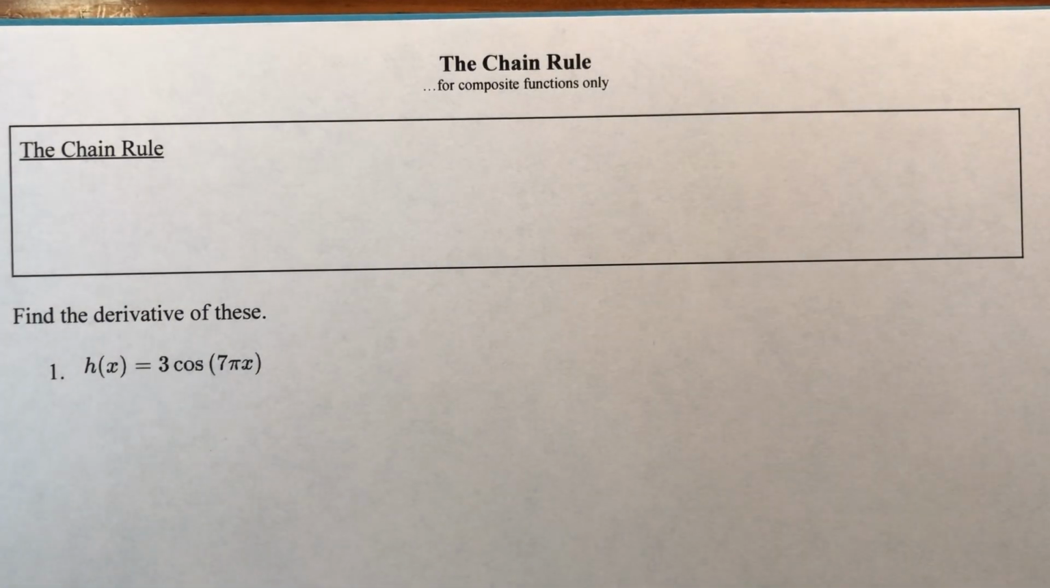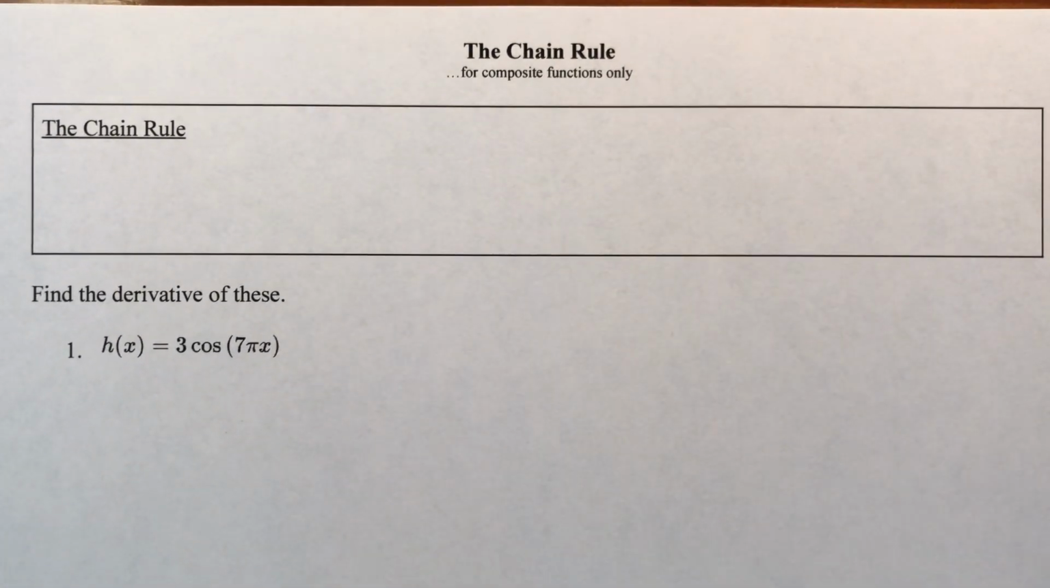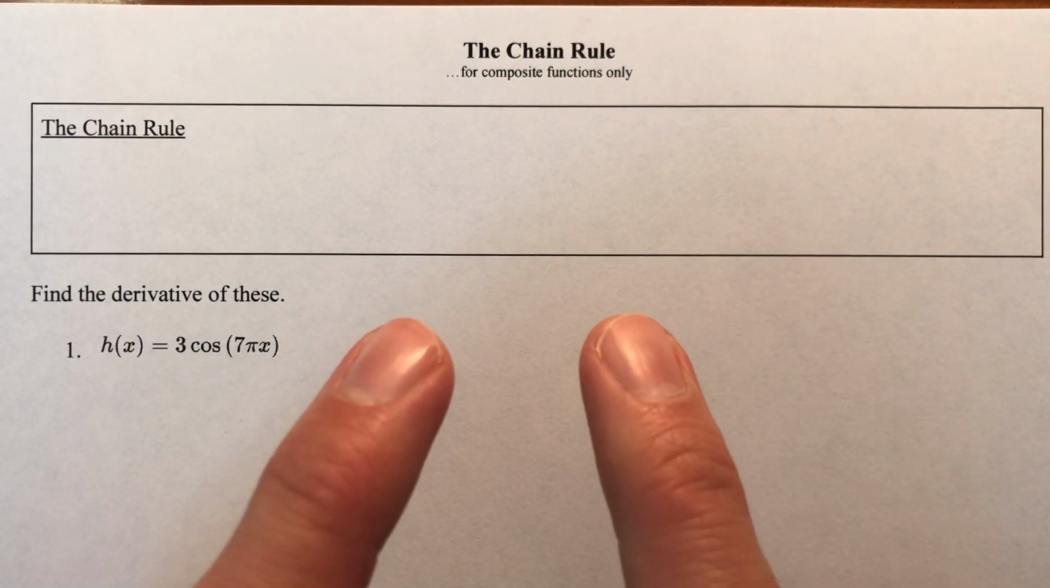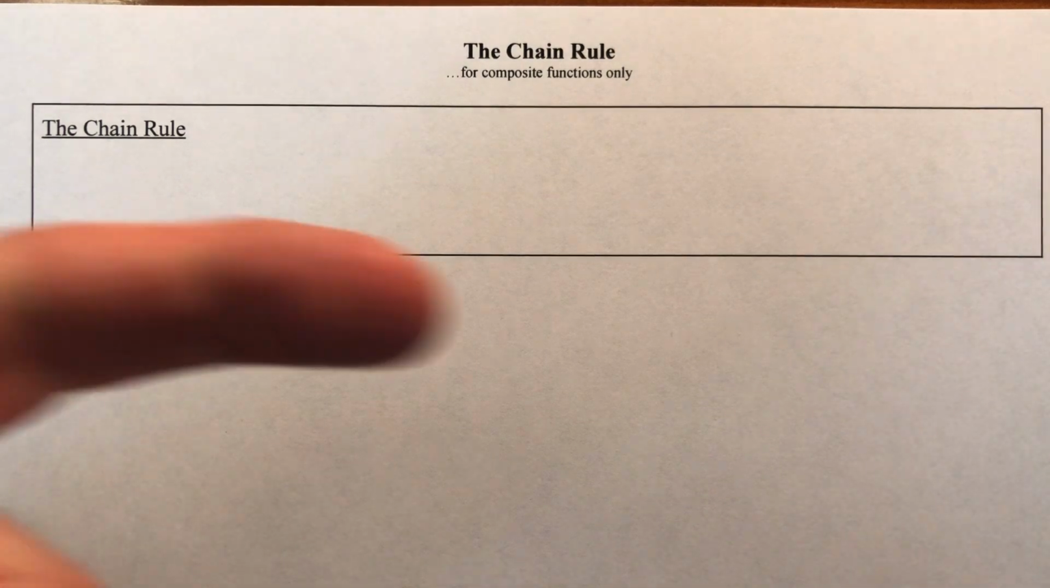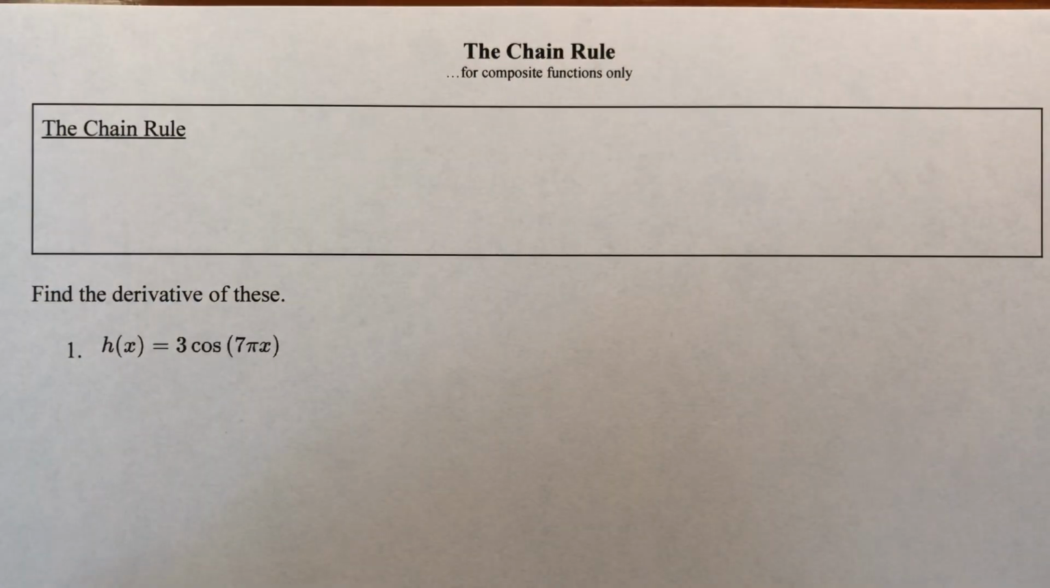The chain rule is for composite functions. Okay, up until this point we have learned the product rule and the quotient rule. The product rule is when we have two expressions that are multiplied together. The quotient rule is when we have two expressions that are divided by one another. But what if we have a situation where there is a composite function, meaning this?